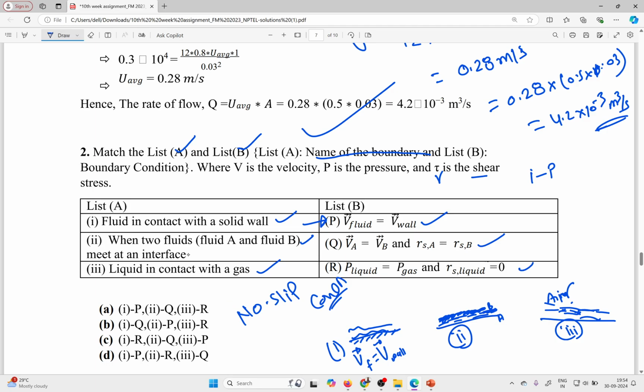Now for second, when two fluids A and B meet at an interface, what will happen? The velocity at A and B will be equal, yes, obviously, and the shear stress in A equals the shear stress at B. Yes, definitely it will be correct. So for second will be Q option. Liquid in contact with gas, yes, the pressure in liquid and pressure in gas will be equal at the interface, and the shear stress in the liquid will be 0. This is your R. So if you see, option A will be correct for that. Remember always, please.